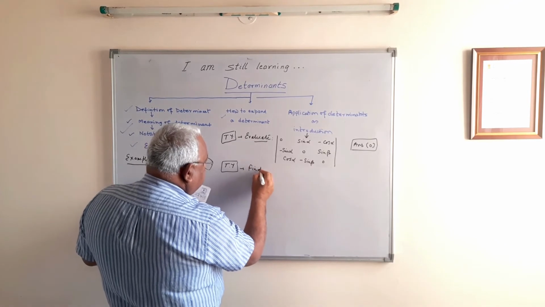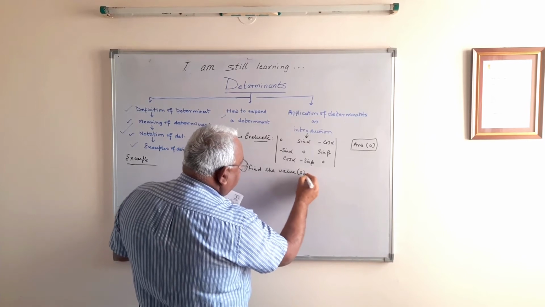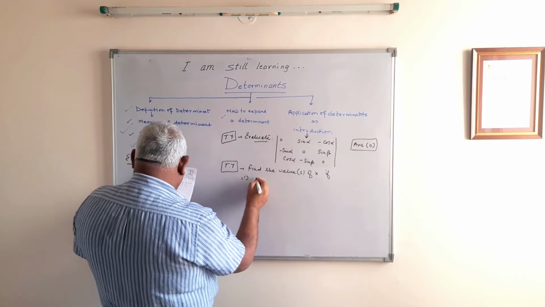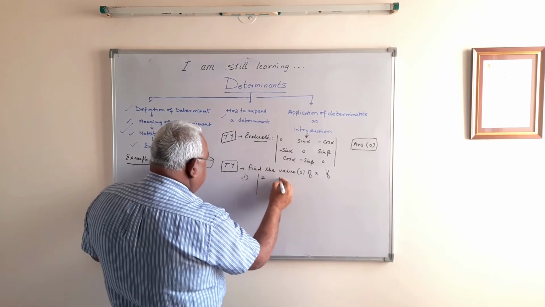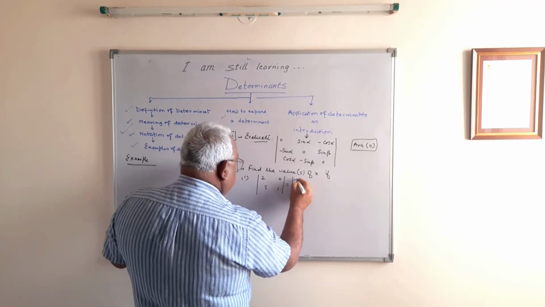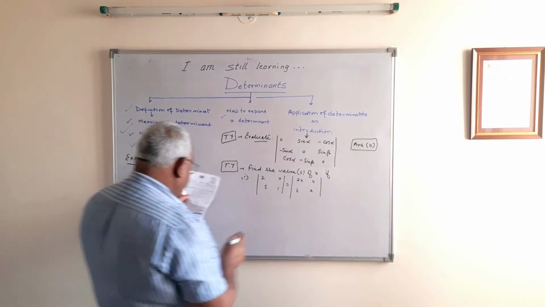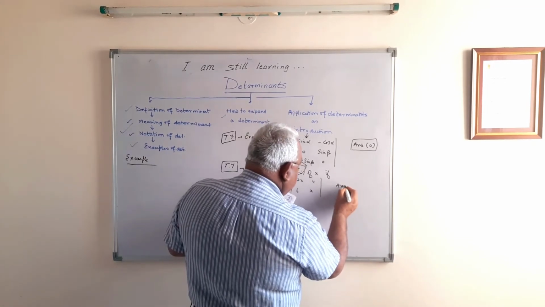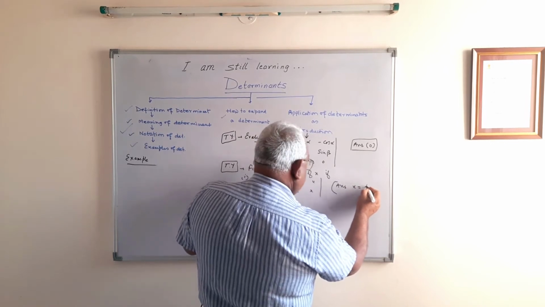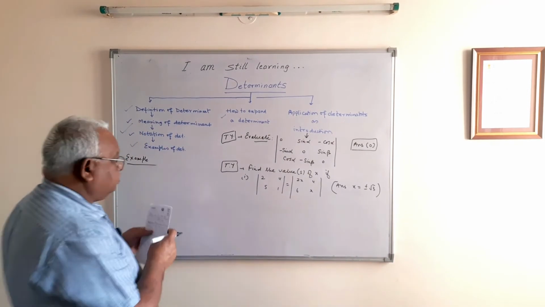Find the value of x if the determinant with rows 1, 2 and 4, 5, 1 is equal to the given expression. I am helping you by providing the answer so that you can cross check your answer, right?